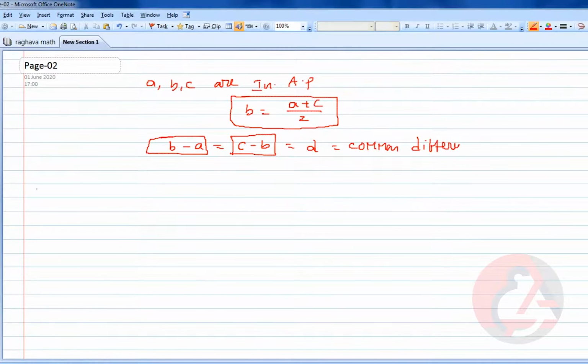So if I know the first term and the common difference, the series will be like this: A, A plus D, A plus 2D, A plus 3D, A plus 4D, and so on.